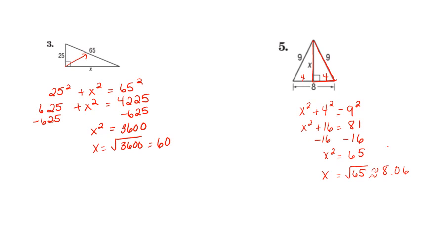The Pythagorean theorem can be used to find the missing sides of a right triangle. What I would like you to do now is finish the examples on this page. That would be 1 through 6, minus the 5 we just did, and then 1 through 6 again.